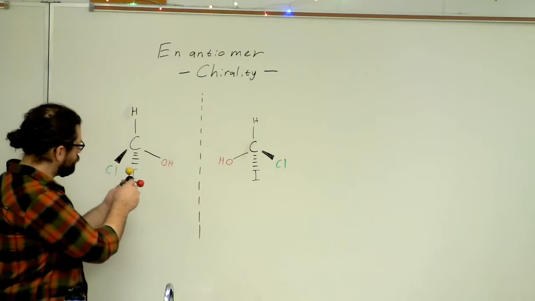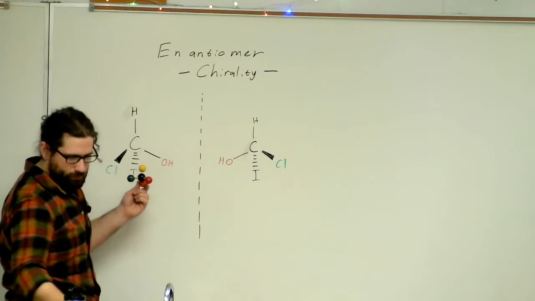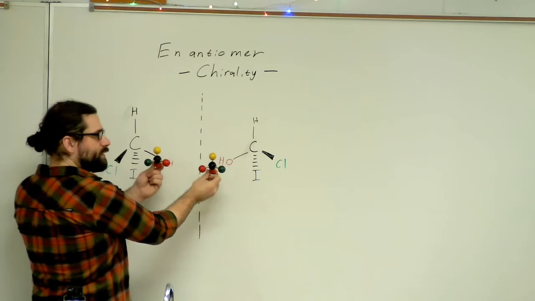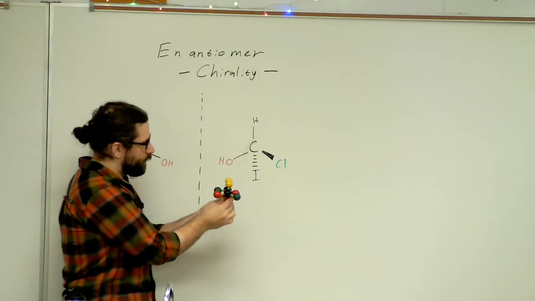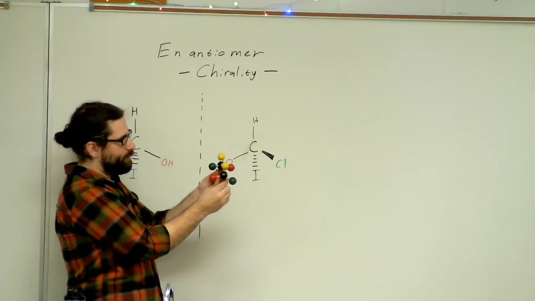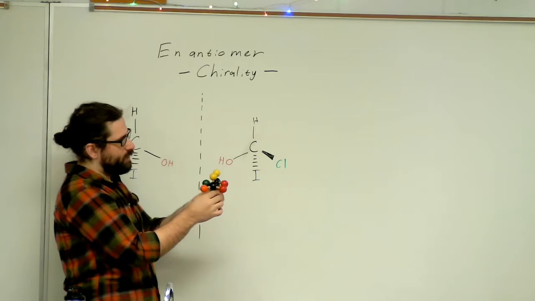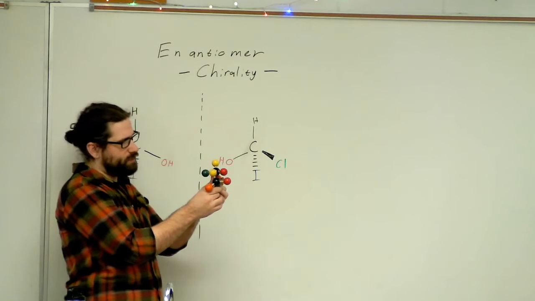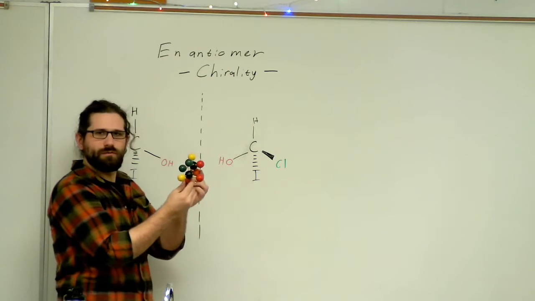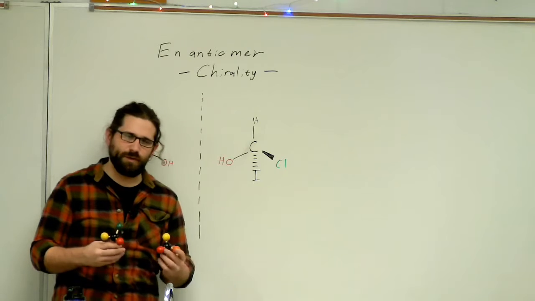And this one, here's my hydroxide, hydrogen, chloro, iodine. Now I've got these two molecules. Can I superimpose these? Well, if I bring this over, I can see that my chlorine and my hydroxide are in the wrong spots. So if I try to turn it to get my hydroxide in the right spot, well, now my chlorine and my iodine are in the wrong spots. In fact, no matter which way I turn this, there's no way for these to superimpose. There's no way for these to be able to overlap and be the same molecule. These are different from each other.